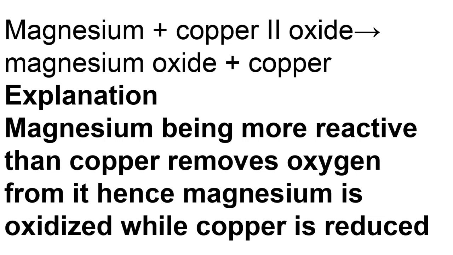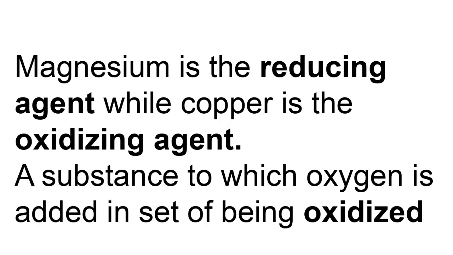For example, magnesium plus copper(II) oxide gives us magnesium oxide plus copper. Now, magnesium being more reactive than copper removes oxygen from it. Hence, magnesium is oxidized while copper is reduced. That is an example of a redox reaction. Magnesium is the reducing agent while copper is the oxidizing agent.